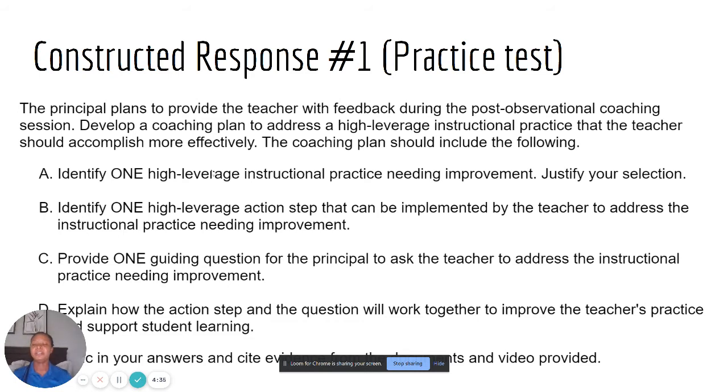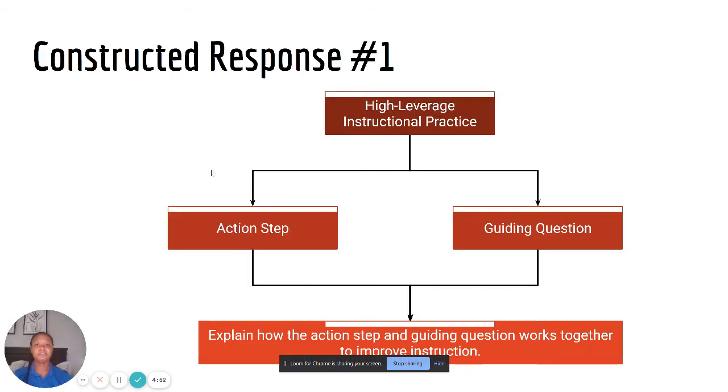Okay. And D says, explain how the action steps in the question will work together to improve the teacher's practice and support student learning. So that's the reasoning part of it. And then at the bottom, it basically tells you to cite evidence. Cite evidence. So here's a little graphic organizer I created.